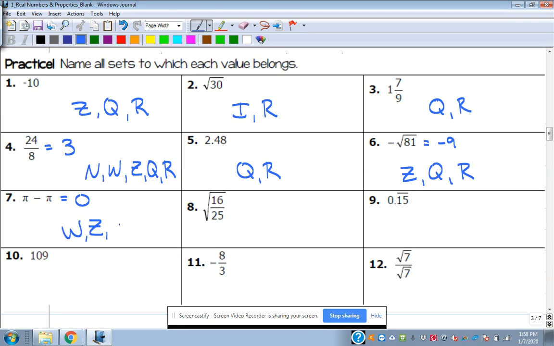Integer, rational, and real. Yeah. Okay.